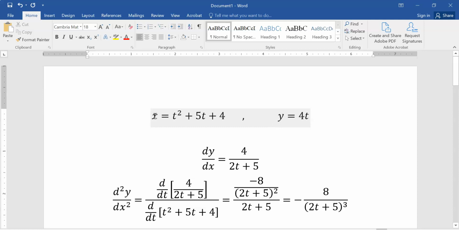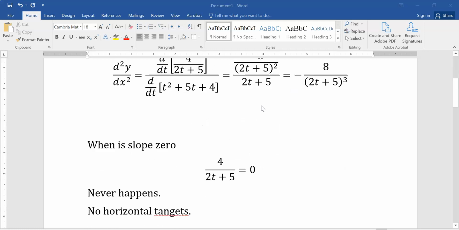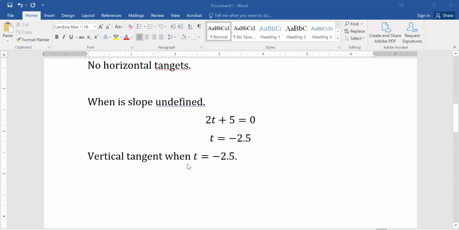Now you could figure out what that point is by just plugging negative 2.5 into the x value and then negative 2.5 into the y value. When you go ahead and do that, you end up with negative 2.25 as your x value and negative 10 as your y value. So you get a vertical tangent when t is negative 2.5, and that happens at the point negative 2.25 comma negative 10 on the graph.